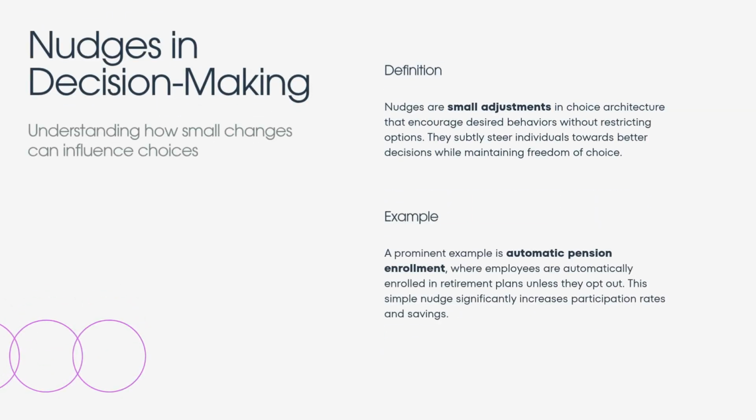Now, one of the most important ideas in behavioral economics is the concept of a nudge. A nudge is a small change in how choices are presented that influences behavior without restricting options. For example, automatically enrolling employees into pension schemes increases saving rates, because people tend to stick to a default option. Another example is placing healthier food at eye level in supermarkets to encourage better choices. So, nudges guide behavior in a predictable way without forcing people.